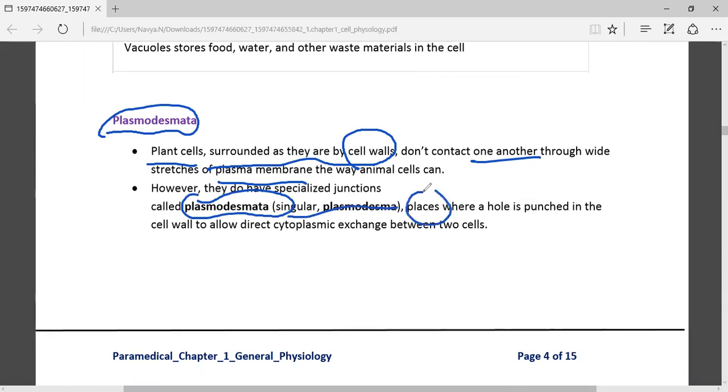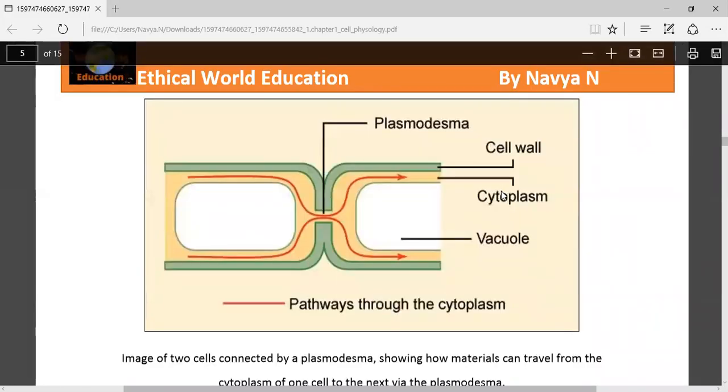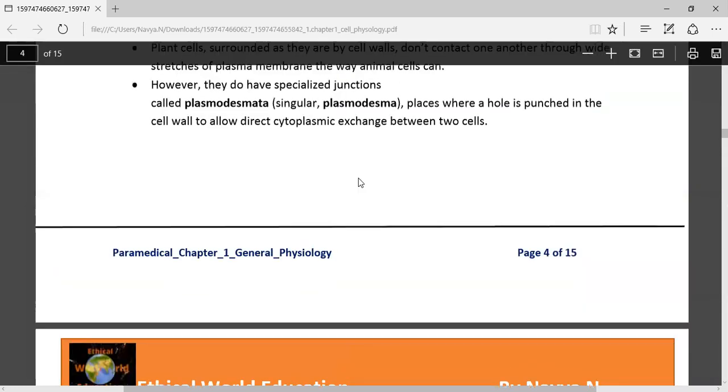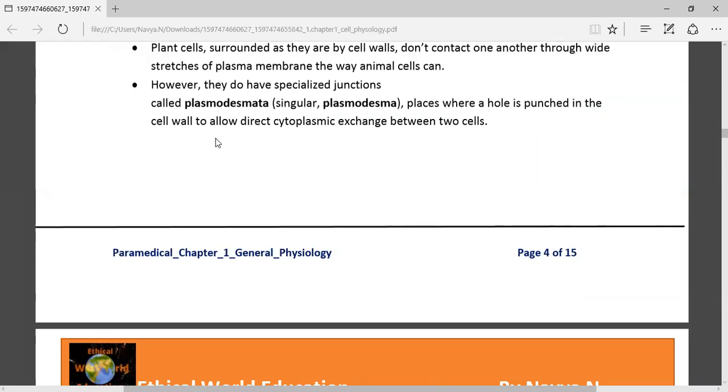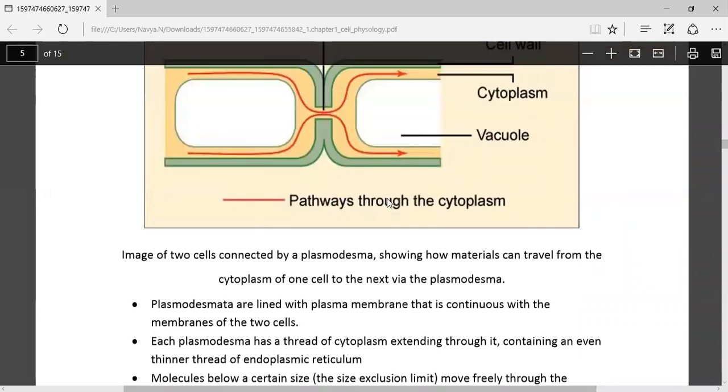These are the places where a hole is punctured in the cell wall to allow direct cytoplasmic exchange between the two cells. So this is what a plasmodesma is in the singular form: a hole punched in the cell wall that is used for direct cytoplasmic exchange between the two cells. That is why we call it a pathway through the cytoplasm.